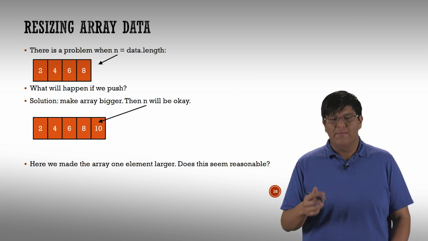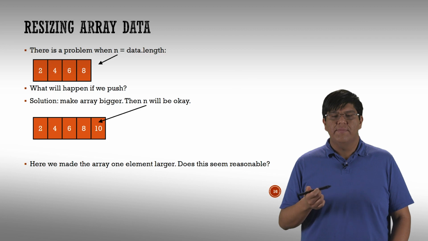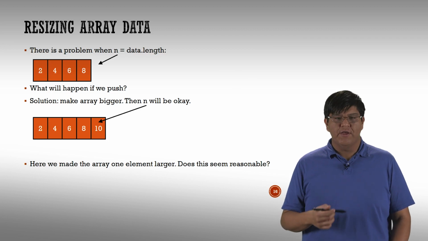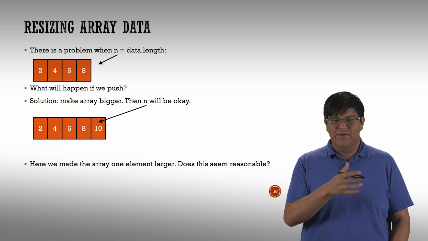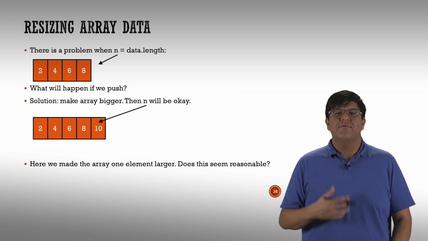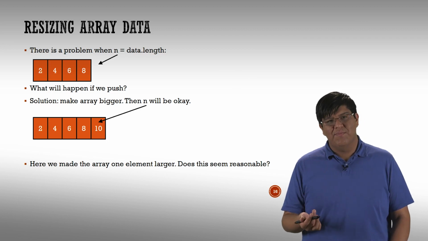Well, we already talked about this a little bit, but there's going to be an exception, right? There's going to be an exception saying array out of bounds. Because when we go to do that push function, push is basically going to look at the index n, which is 4. Well, this array only has indices from 0 to 3. 4 is out of bounds. So we'll get a nice exception. Everything will crash and burn, right?